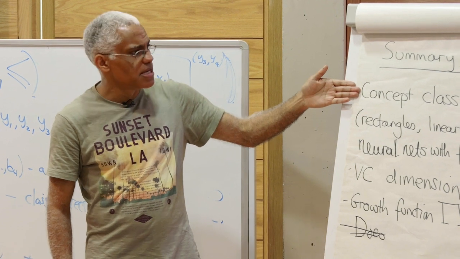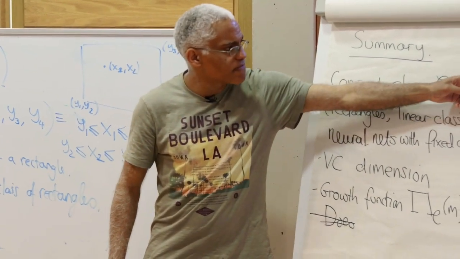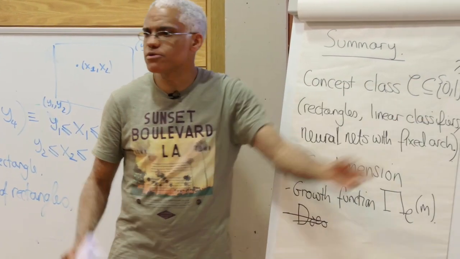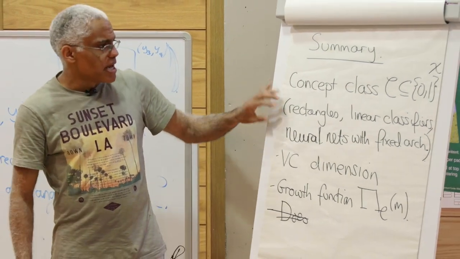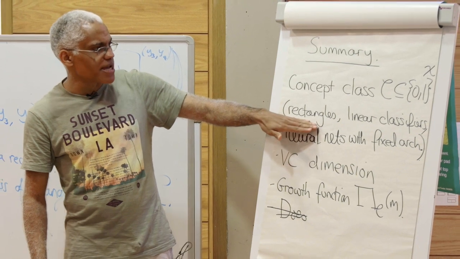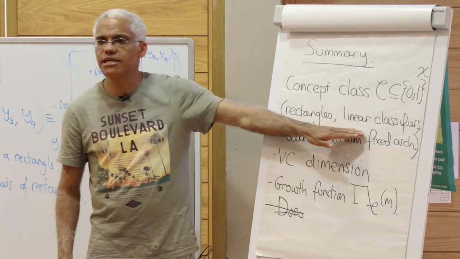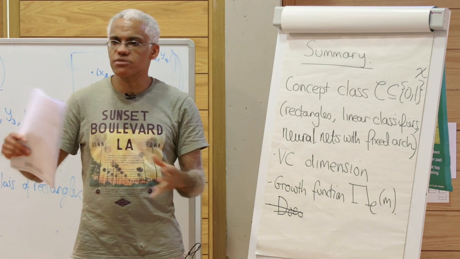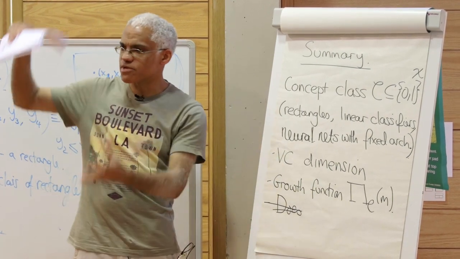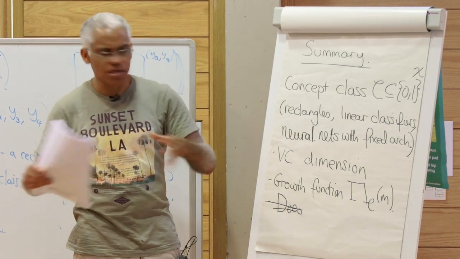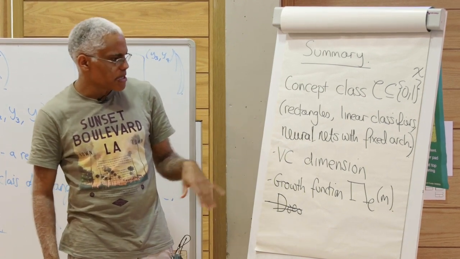concept class. This class is a set of functions from the input space to 0, 1, or if you like, a collection of subsets of the input space. And we considered several examples, such as rectangles as a concept class, linear classifiers, neural nets, which are got by composing linear classifiers, so with a fixed architecture where you fix the graph, and the only thing that's varying are the weights of the neural net.